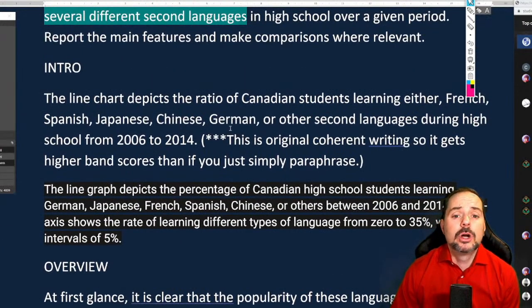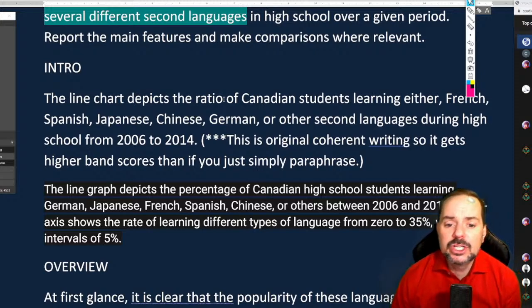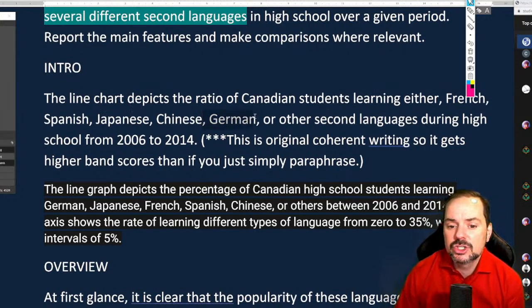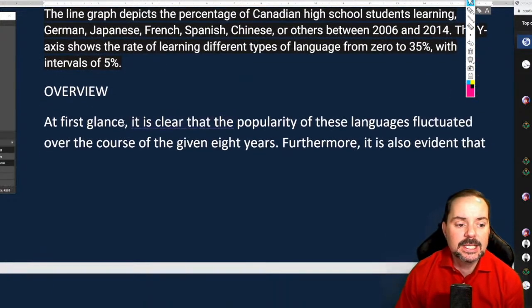Okay, students, that's it. That's how this essay reads. The line chart depicts the ratio of Canadian students learning either French, Spanish, Japanese, Chinese, German, or other second languages during high school from 2006 to 2014.